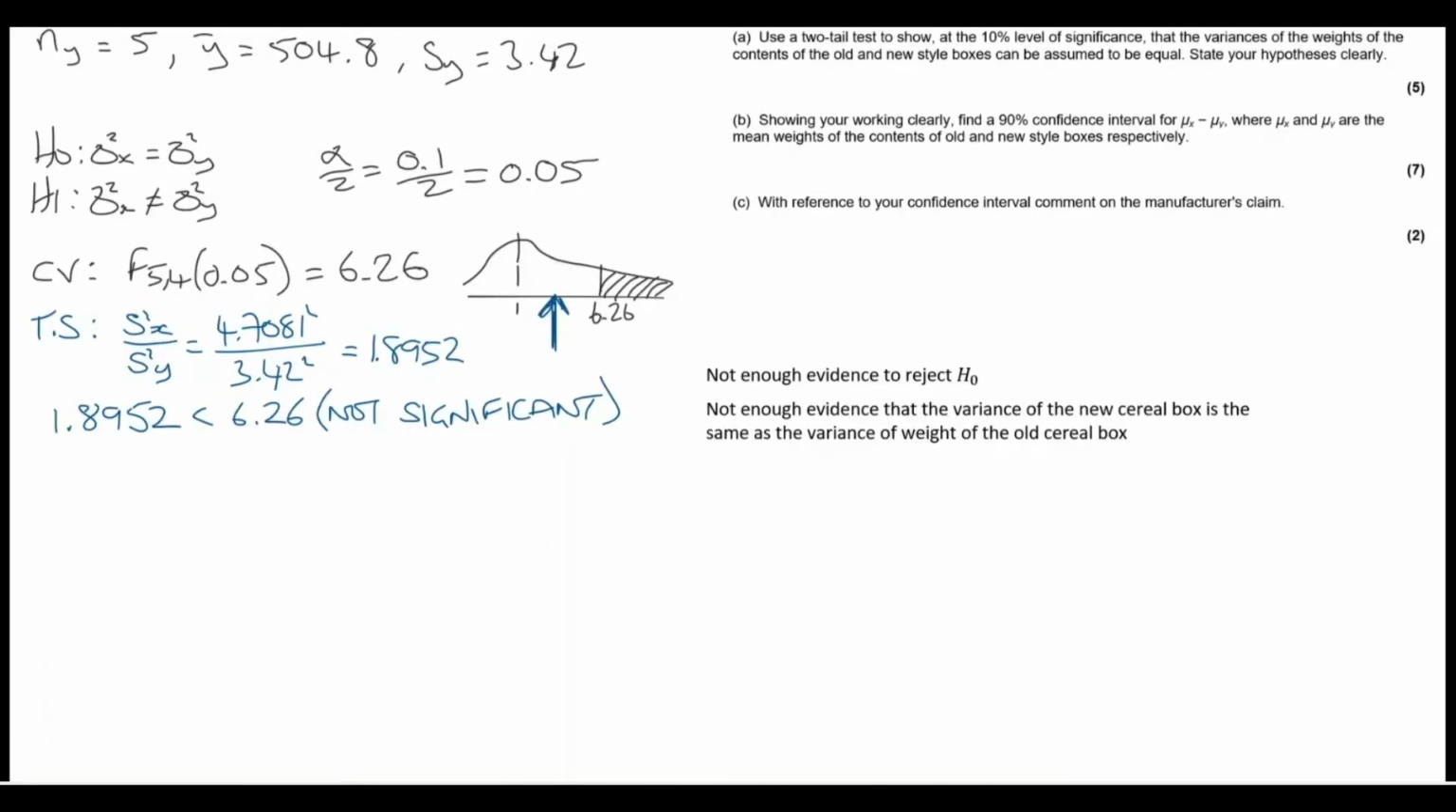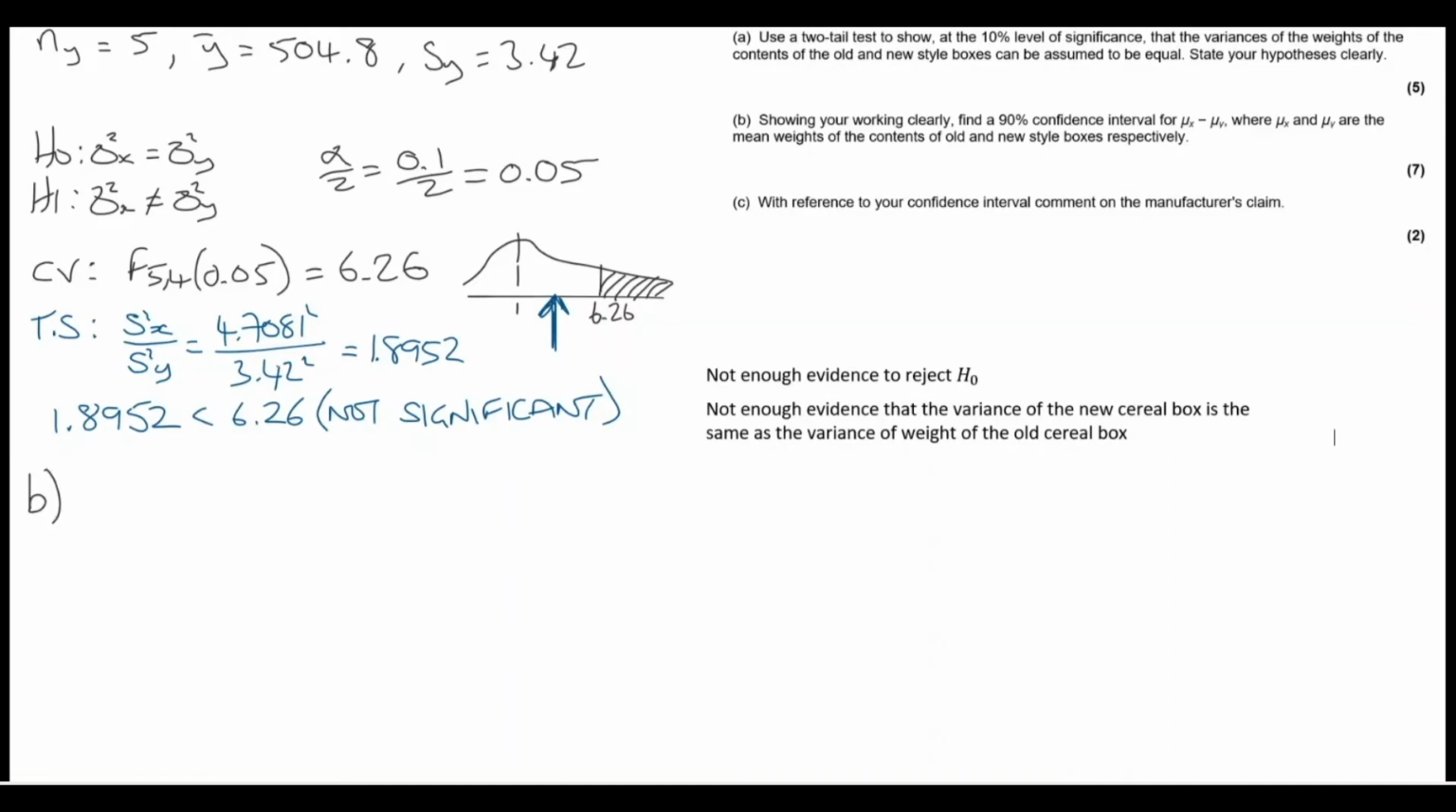Okay, so just our conclusions as always. One mathematical and one in context. So firstly, there is not enough evidence to reject H0 since we did not have a significant result. And here we can say that there is evidence to suggest that the variance of the weights of the new style cereal box is actually the same as the variance of the weights of the old style cereal boxes.